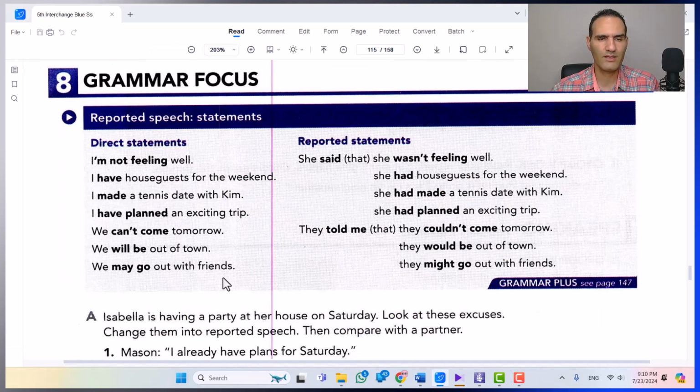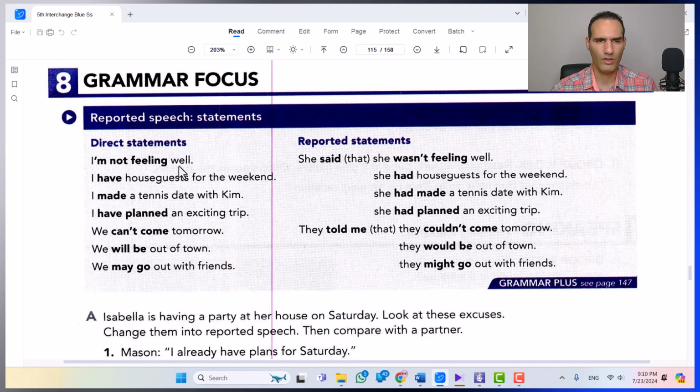Here we have the direct statements. For example, imagine that these are the sentences, for example, at a class given. Here the situation is inside the classroom. Here the situation is at home when the student goes back home. So for example, the teacher says, students, I'm not feeling well, finishes. When going home, the person tells, for example, her mom, our teacher said that she wasn't feeling well. Mom, today our teacher said that she wasn't feeling well.